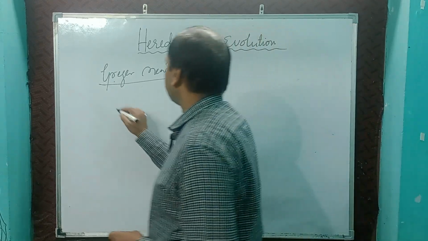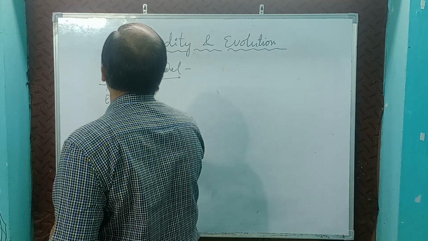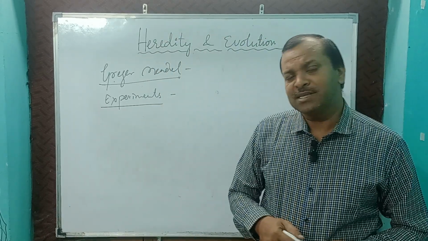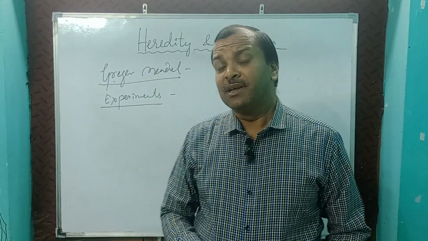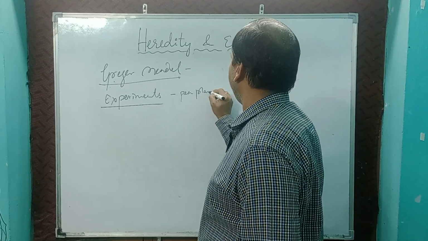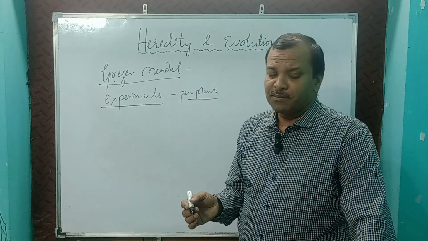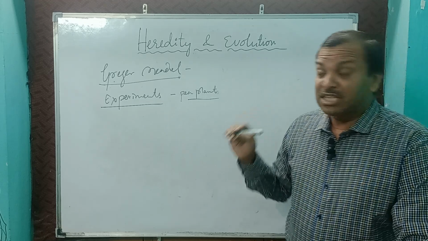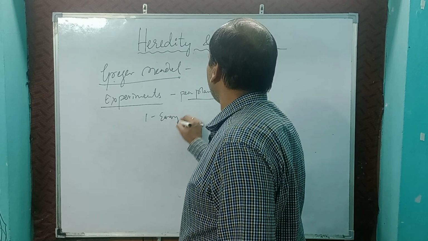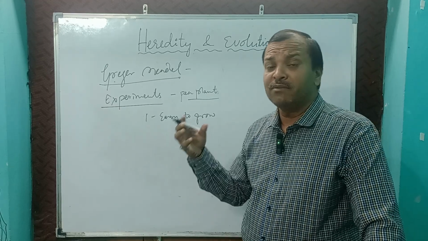Now he did so many experiments. Then he concluded these rules. What type of experiment did he do? He did experiments on pea plants. Why pea plant? The question will be there, why did he choose pea plant? Because pea plant is easy to grow. Pea plants can be grown very easily.